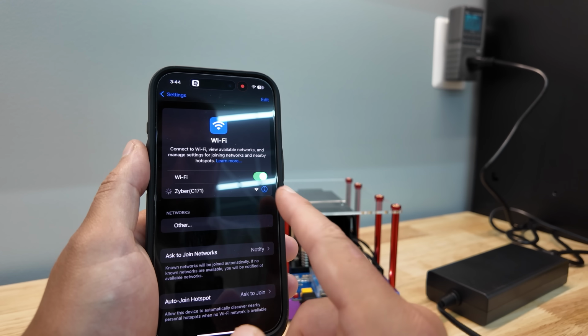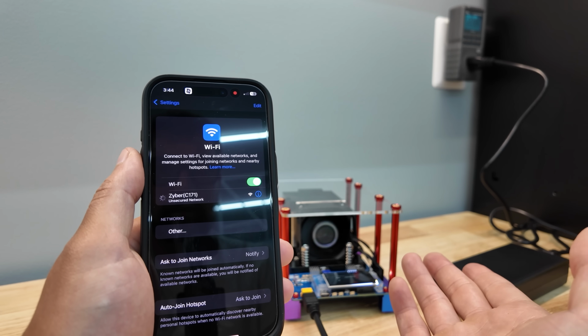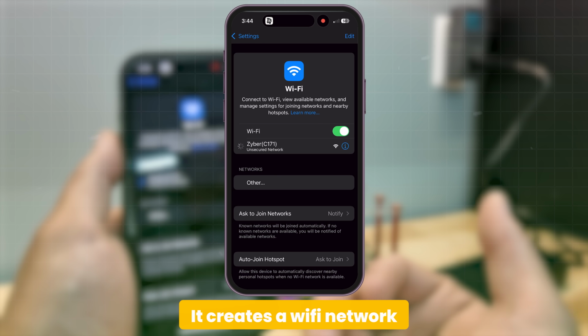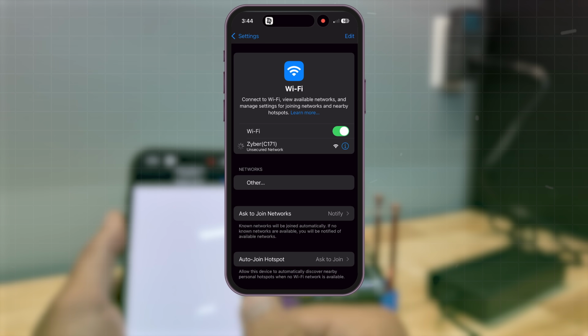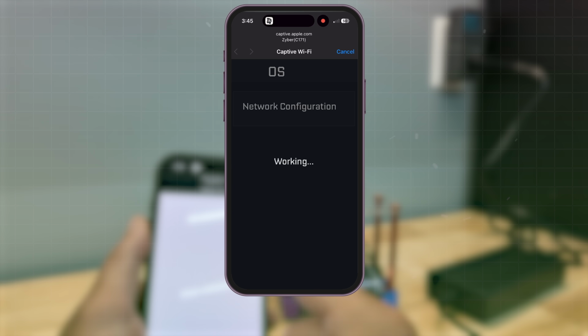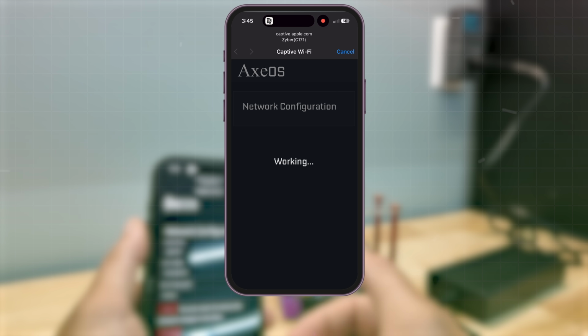So this is going to be a typical Bitaxe setup. They renamed it to Zyber, but it uses the Bitaxe user interface. So you can do this on your phone. You can do this on your computer. Whatever can connect to something with Wi-Fi. Shortly after connecting, you can see that it has generated captive.apple.com, and now it will prompt me the network configuration.